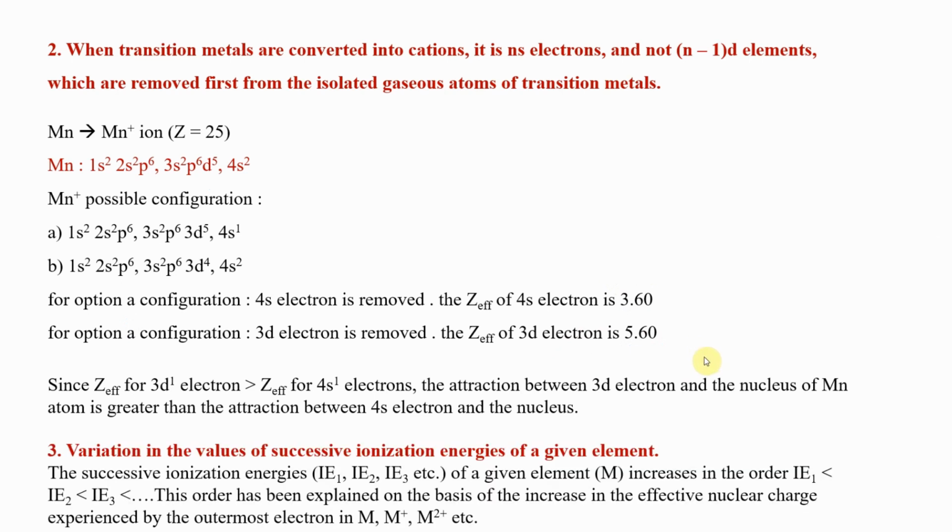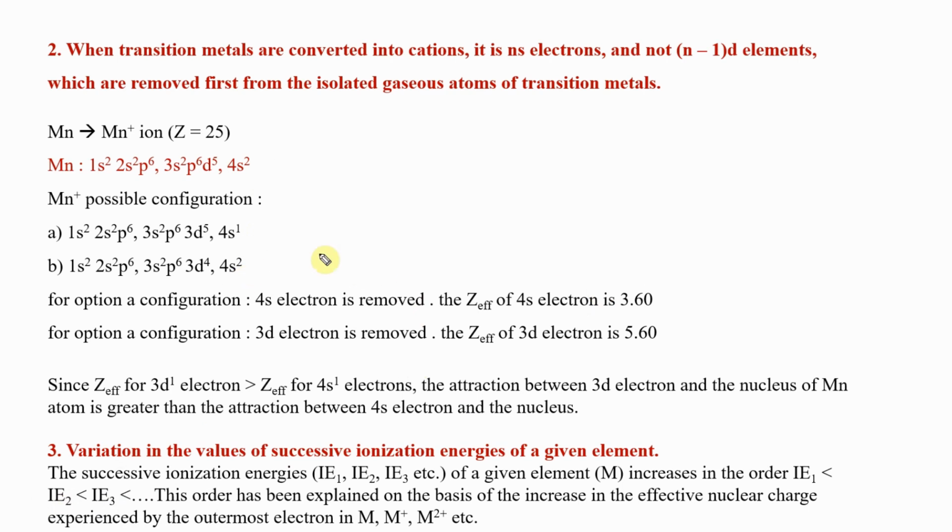And the last one is the variation of IE values: IE1, IE2, IE3, which we saw in periodicity. The successive ionization energies are always higher. Now you can explain this based on calculation. Going back to the table, for electrons in ns we gave a value of 0.35. From IE1 to IE2, one electron fewer is in ns, and in IE3 another one fewer.